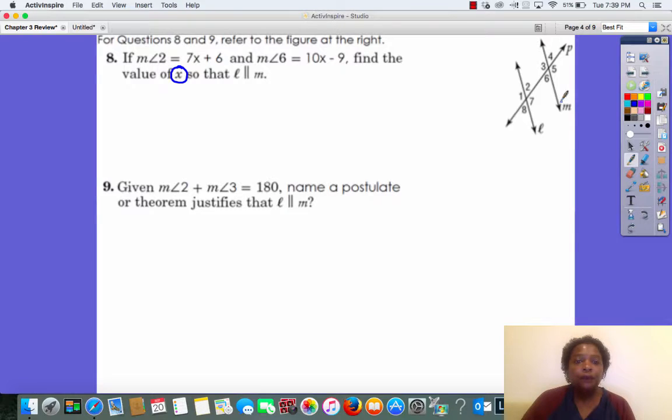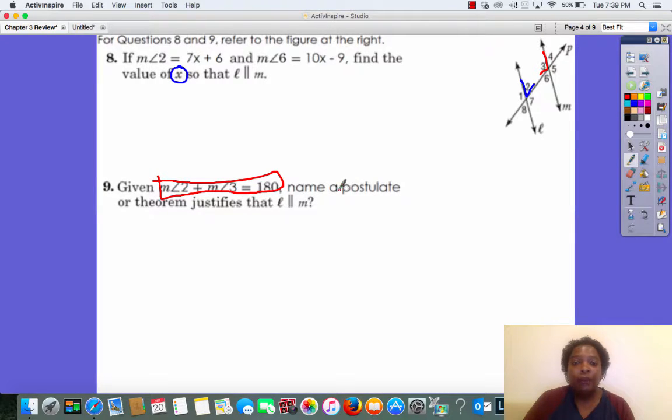Number 9. In this one we're working with angle 2, so I trace it, and angle 3. Well, we see that they're both on the interior and they're both on the same side of the transversal, so these are same side or consecutive interior angles. Consecutive interior angles are supplementary, which means they add up to 180 degrees. Here, they told us that the two angles add up to 180 degrees, so I'm working backwards.